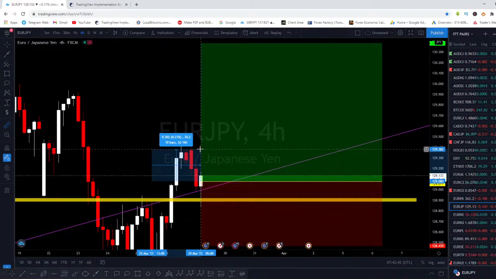Right, sending it now. Euro JPY. Okay, my entry point is 129.077. Then I'm risking 60 pips to make 130 pips, so that's a 1 to 2 risk reward ratio.